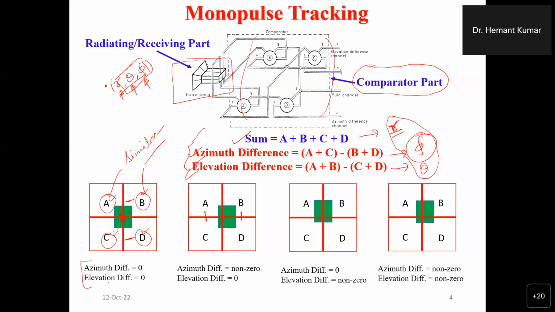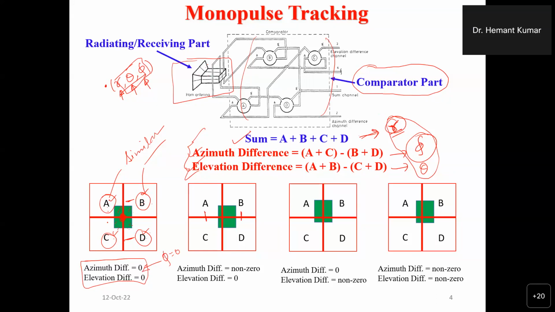So in the first case, the target is right at the center. That means all the antennas will receive the same amount of echo. The green area you can see is the same for all the antennas. In that case, the sum will be the maximum value, and that will give you the value of R. But if you see the azimuth difference, that means A minus B and C minus D will be equal to 0. That will tell phi is equal to 0.